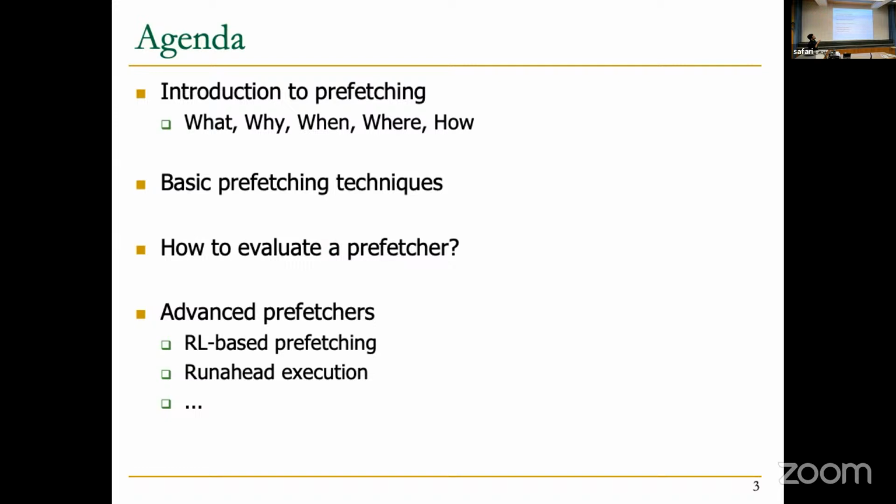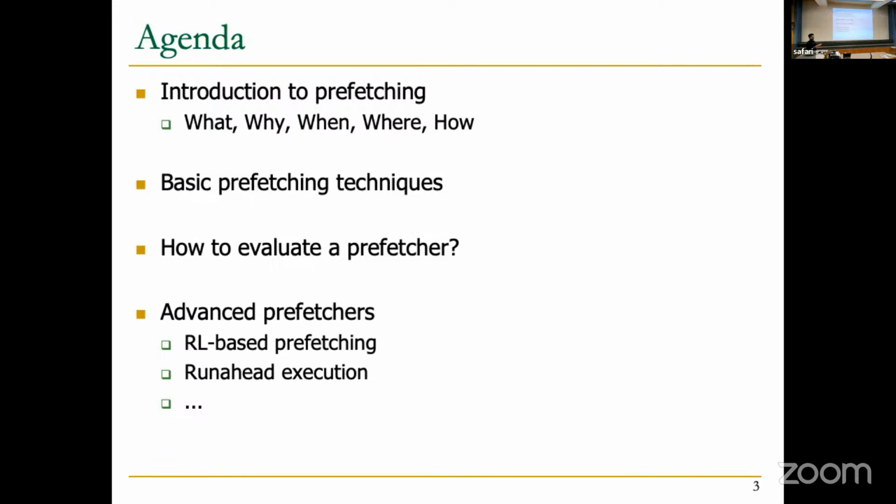So in this lecture, this is the overarching agenda. We are going to have some introduction to prefetching. We're going to answer some fundamental questions: what exactly is prefetching, why do we need it, when are we going to use it, where to place the prefetching techniques, and most fundamentally, how exactly prefetching works. That's the fundamentals of prefetching. Then we would do some basic analysis of prefetching algorithms, how exactly this works, and the metrics that we use to evaluate a prefetcher.